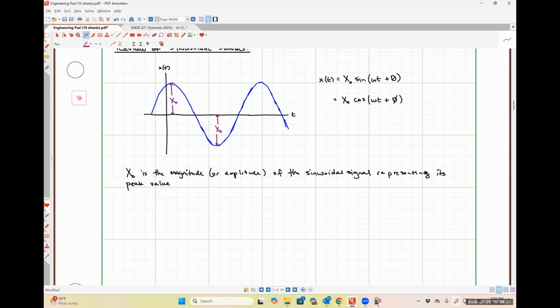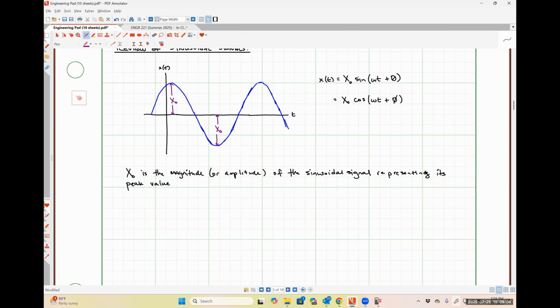So if I had 1 sine omega t plus theta, that means that I would have a signal that is 1 unit tall. So it's oscillating between plus and minus 1, essentially, at a particular angular frequency and with a particular phase angle, okay? So x naught is just the height of the sinusoidal signal measured from the horizontal axis. Are we all relatively okay with that?